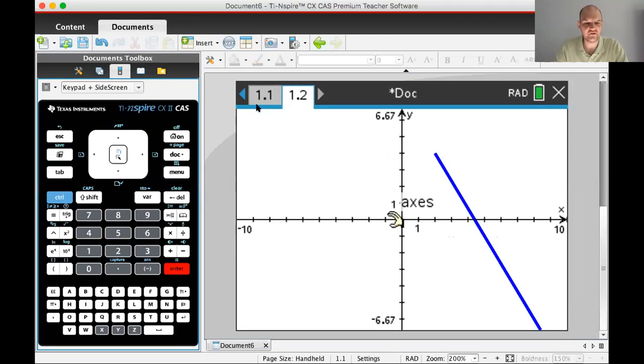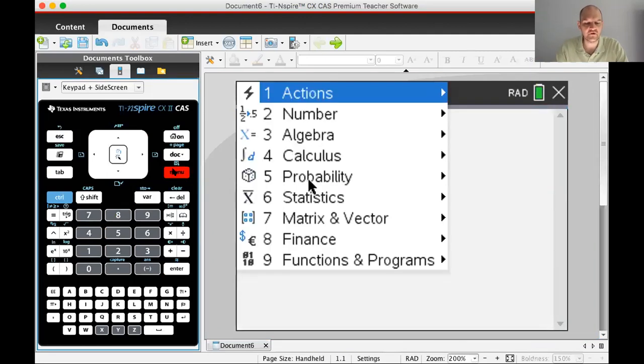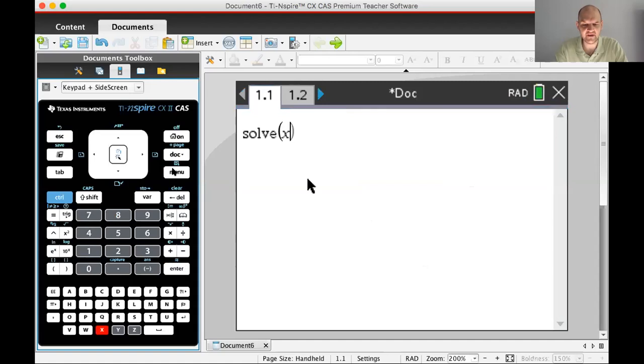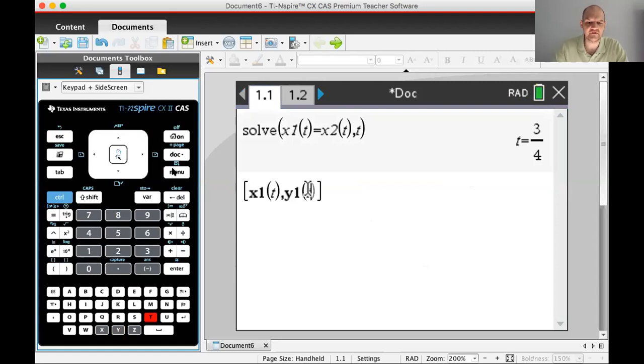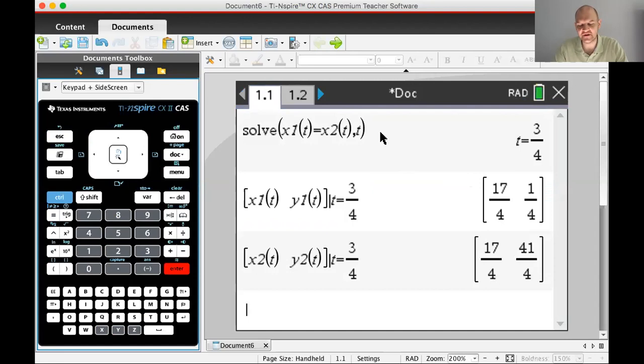So let's see. I think this already was a calculator page. Let's press var and just make sure. Yeah, okay. So I'm going to check my first answers. I'm going to solve x1 of t equals x2 of t for t. So at t equals 3/4. If I do x1 of t, comma, y1 of t, such that t equals 3/4, I get 17/4 and 1/4. And then if I do x2 and y2, I get 17/4 and 41/4. So their x coordinates are the same at that time. Then what we wanted to do was the y coordinates.